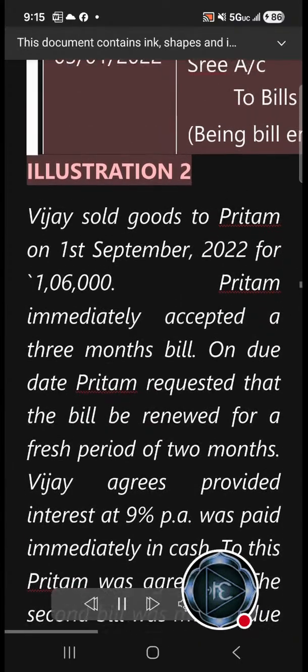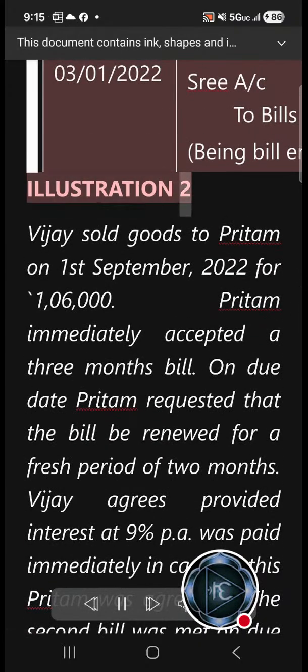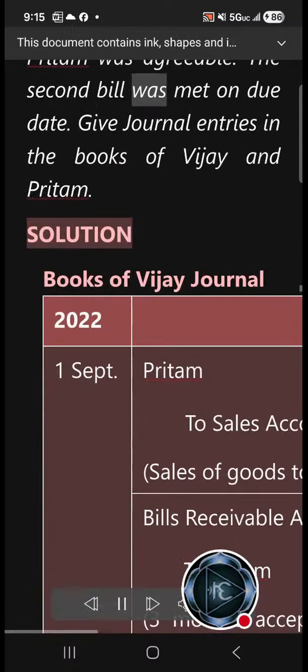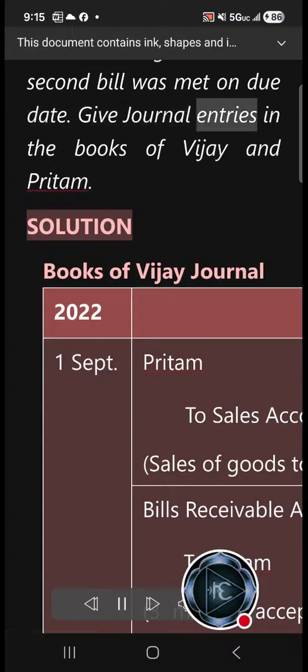Illustration 2. VJ sold goods to Freedom on September 1st, 2022 for $106,000. Freedom immediately accepted a 3-month bill. On the due date, Freedom requested that the bill be renewed for a fresh period of 2 months. VJ agrees, provided interest at 9% PA was paid immediately in cash. To this, Freedom was agreeable. The second bill was met on the due date. Give journal entries in the books of VJ and Freedom.